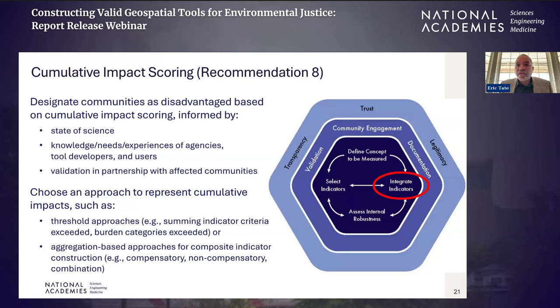So we arrive at recommendation number 8 from our report, to designate communities as disadvantaged using cumulative impact scoring based on understanding of the science, the needs of the users, and of course, in partnership with communities. And to do so using perhaps threshold approaches where it's multiple burdens exceeded that qualify for disadvantage. Or maybe it's multiple categories that are exceeded, like health or climate or energy, or perhaps an aggregation-based approach where the normalized values are added or multiplied. Next slide, please.